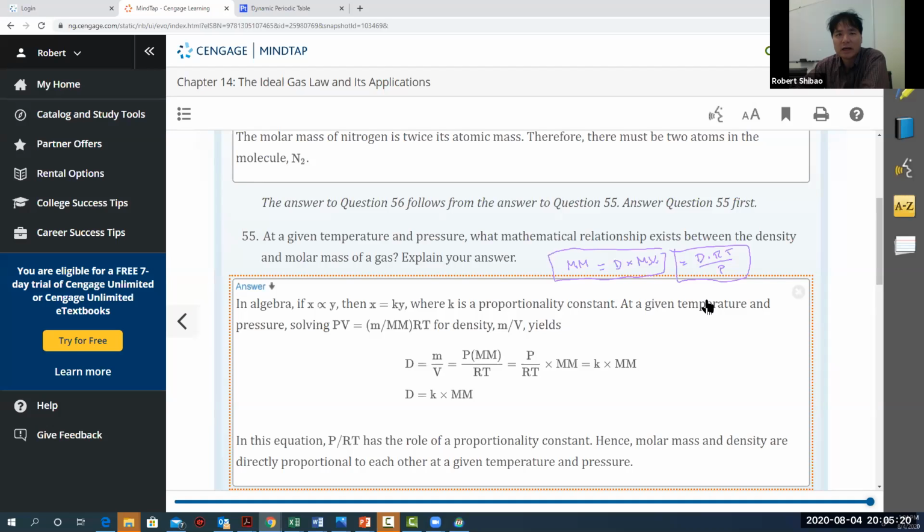K, what are they calling K? K is some proportionality constant. So density is equal to the molar mass divided by the molar volume, or molar mass times P over RT.